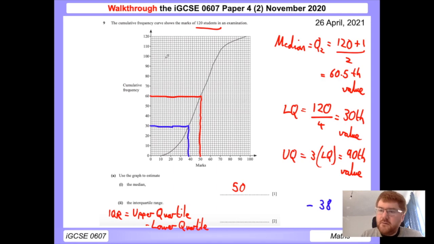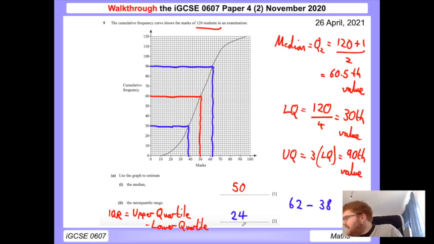Now I do my upper quartile, which is 90. So I go 90 all the way across. They've made it so that it hits on the line, so if you're accurate, you should get a clear answer. I'll be ecstatic if I get exactly the right answer. That's 62. So then you just do 62 minus 38, and that gives you 24. According to the mark scheme, that is exactly correct. So that makes me certainly on the happy side.